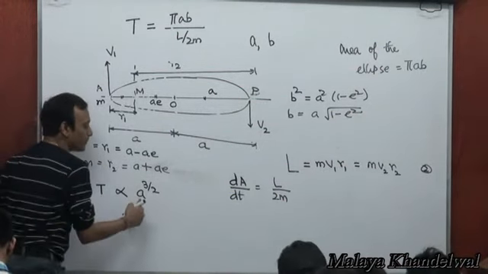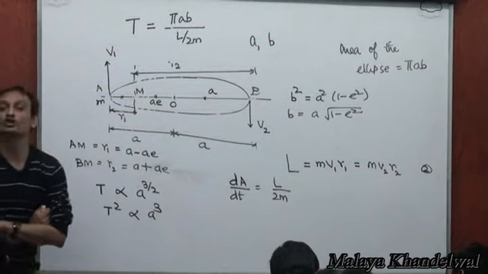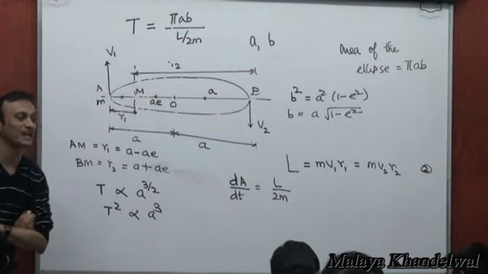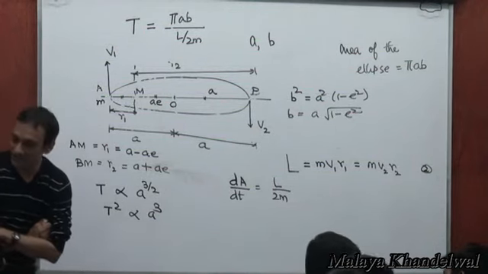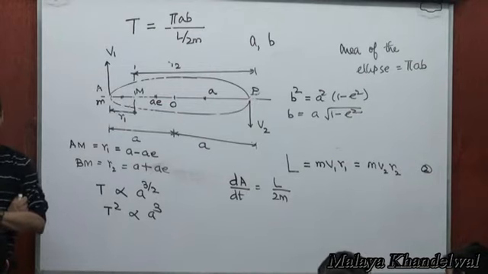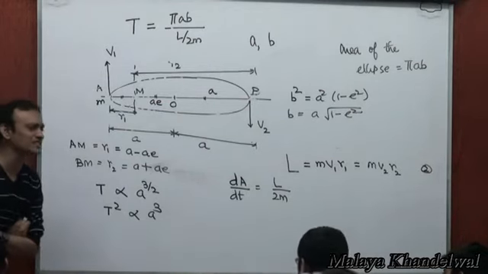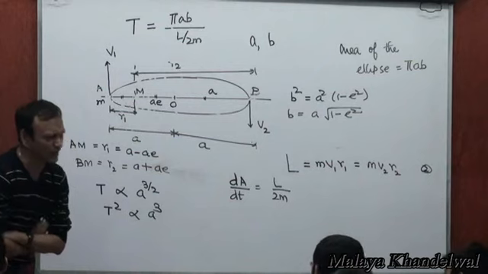A is the semi-major axis of the ellipse described. That means the square of the time period will be proportional to the cube of the semi-major axis. The square of the time period of revolution will be proportional to the cube of the semi-major axis. And that's the law of the time period. The square of the time period is proportional to the cube of the semi-major axis. For a circle, the semi-major axis is the same as the radius.